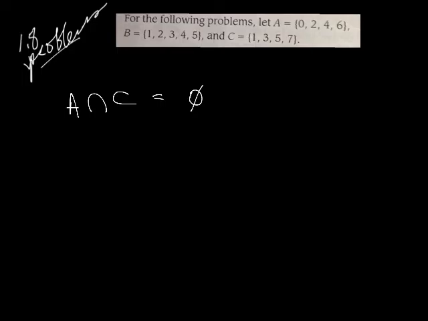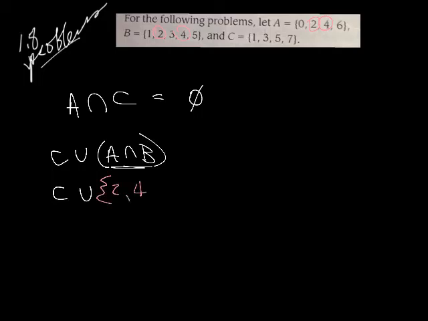If I ask you something like number 8, C unions the quantity A intersects B. Again, you use PEMDAS. You do what's in the parentheses first. So C unions, what is A intersects B? What is common to both A and B? Well, I have a 2 here, and I have a 4. So the numbers that are common to A and B is the set 2 and 4.